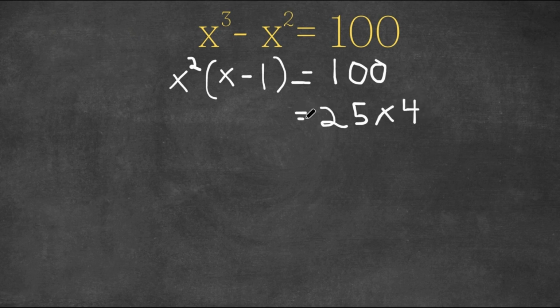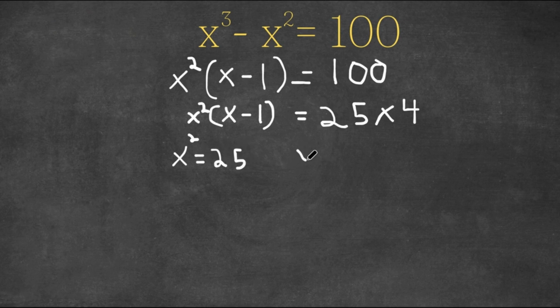And this is still equal to x squared times x minus 1. Now, this gives us two equations. We would have x squared equals 25, and x minus 1 equals 4.